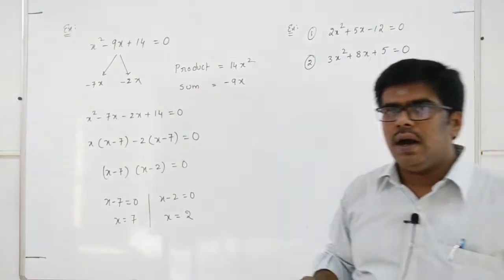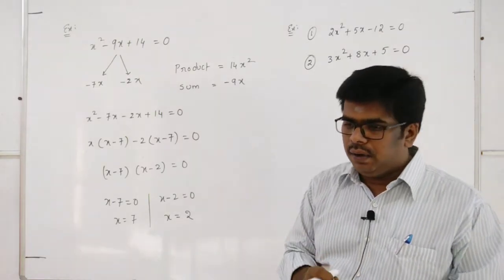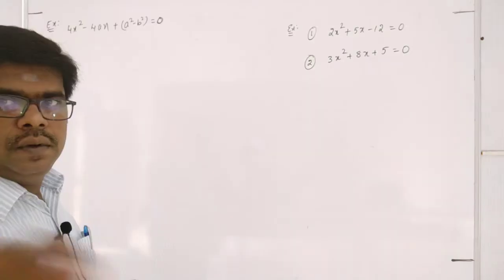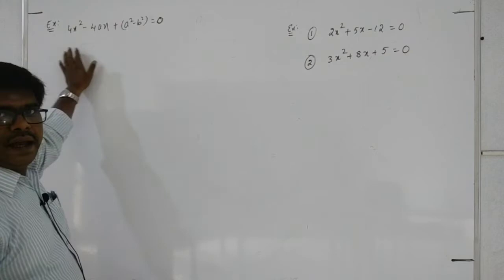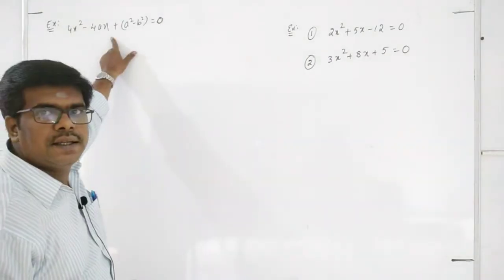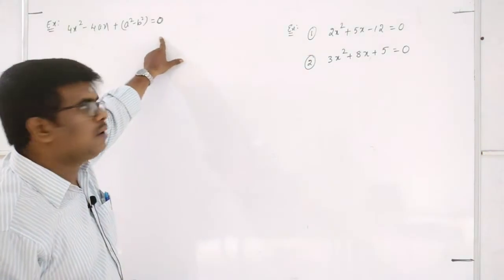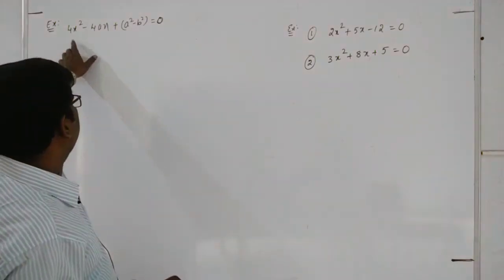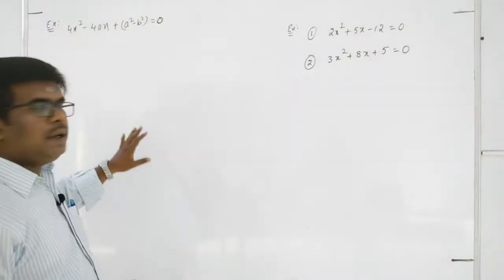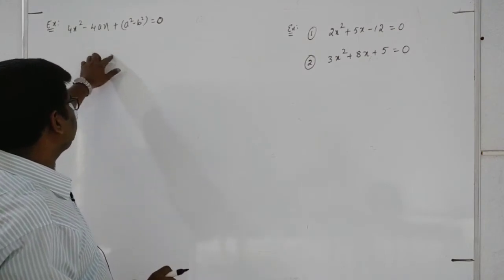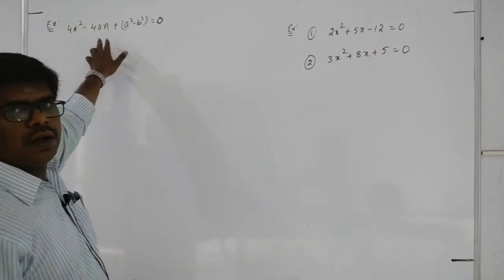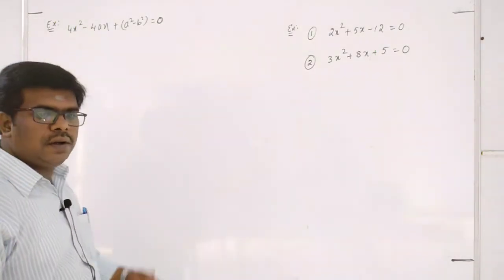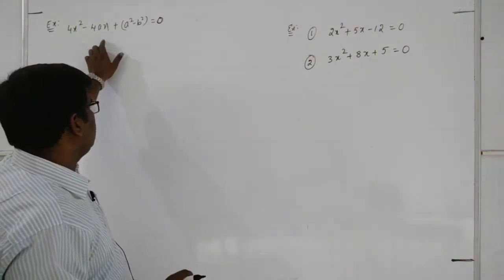Now we will go to one more example, how you can find the roots. The example is like this: 4x square minus 4ax plus a square minus b square equal to 0. So what are the roots of this quadratic equation? You can see the order there, it is a quadratic equation. If you want to split by the splitting method, it will cause confusion. You don't know how to split, but you can simply do it using the formula.